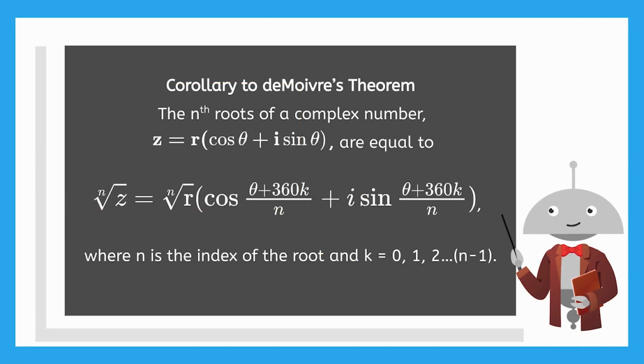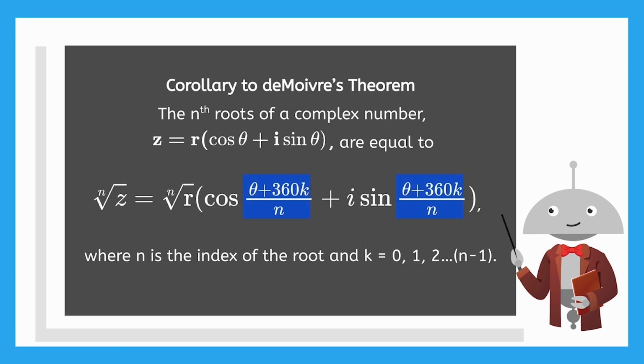The process we just completed to find the fourth roots of 8 is generalized by a corollary to de Moivre's theorem, which states that the nth roots of a complex number z are equal to the nth root of r times cosine of theta plus 360k over n plus i sine theta plus 360k over n, where n is the index of the root and k equals the integers from 0 to n minus 1.